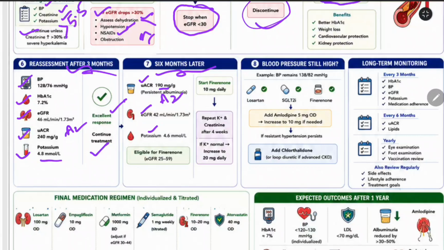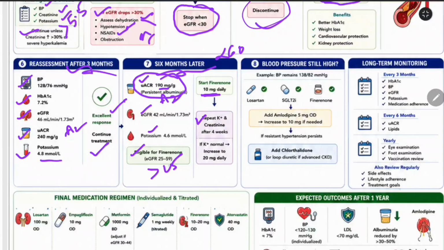Potassium is 4.6, acceptable. Now because there is persistent albuminuria despite the maximum dose of ACE inhibitors, the patient is eligible for finerenone because the eGFR is more than 25. So we are starting finerenone, and the dose is 10 mg daily.